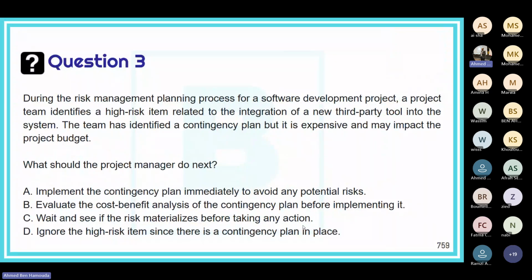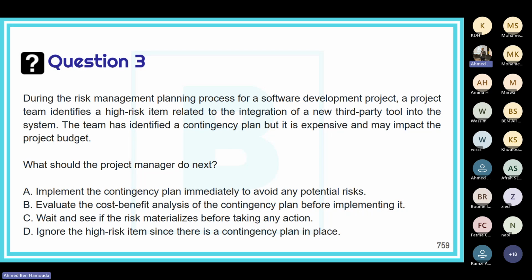During the risk management planning process for a software development project, a project team identifies a high risk item related to the integration of a third party tool into the system. The team has identified a contingency plan, but it is expensive and may impact the project budget. What should the project manager do next?